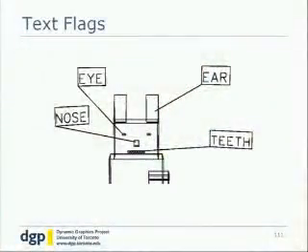We implemented text flags, so you could actually label different areas of the model and then type in the label. And then the orientation of these labels was being updated using the algorithm that we talked about before.